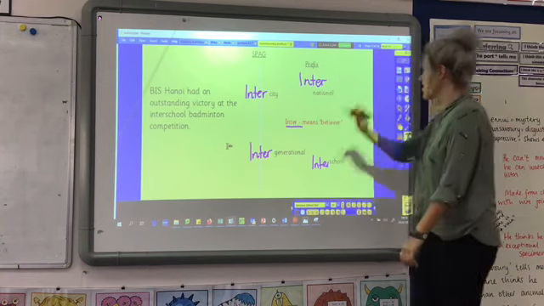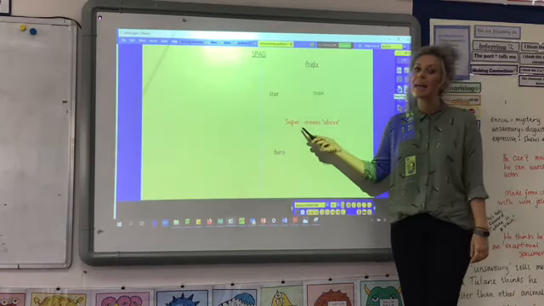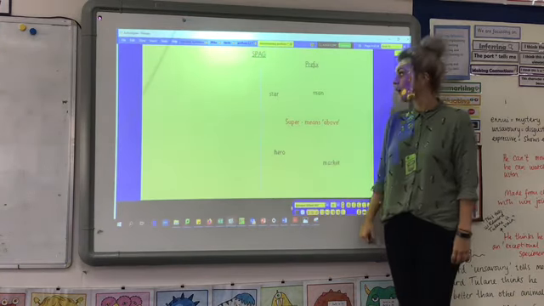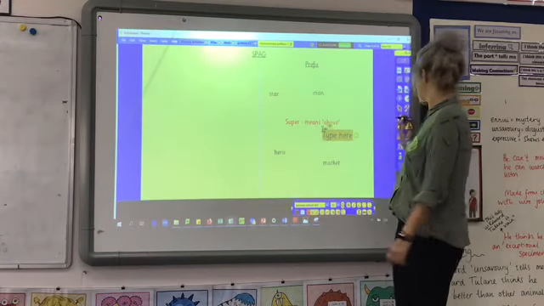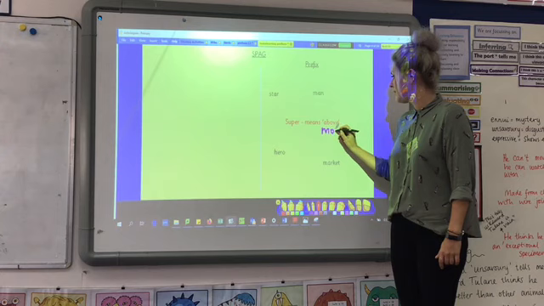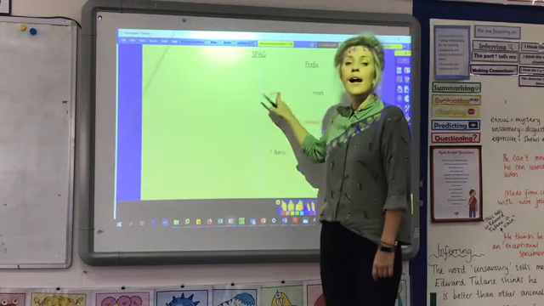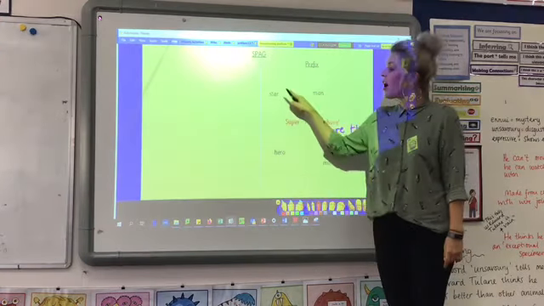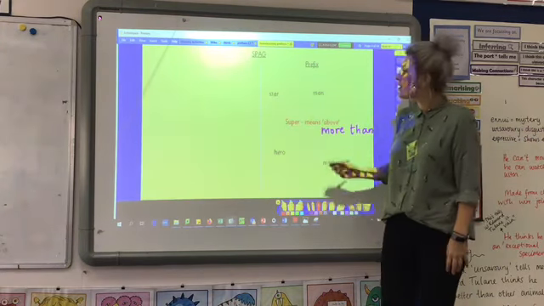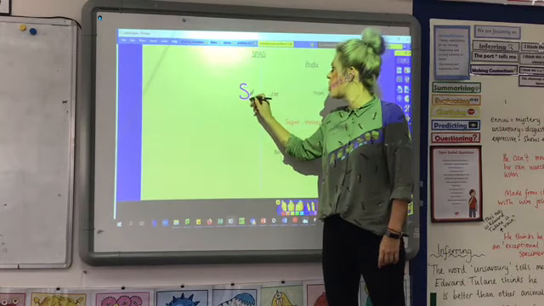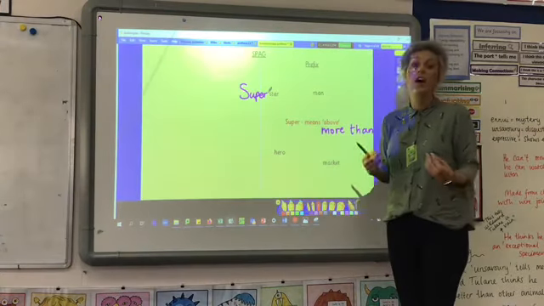Okay, well done. And our final prefix, one that we should all be familiar with, is super. So super means above or more than. More than. Okay, so a superstar. If you have a star or a celebrity, that is one thing, but a superstar is somebody who the whole world knows. Okay, so more than a normal star.